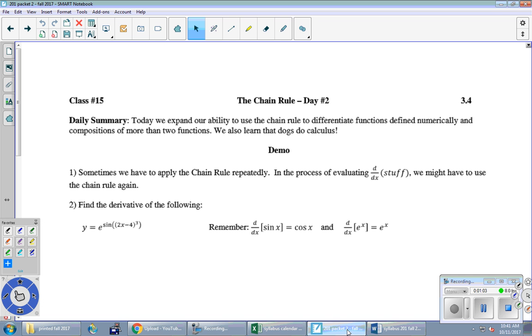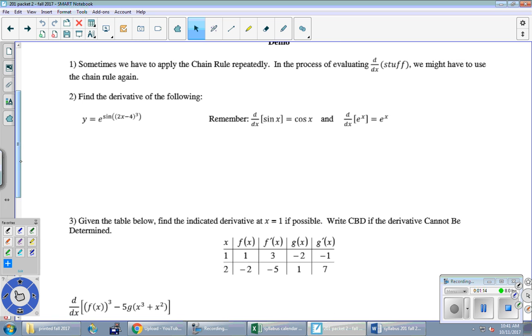Today we expand our ability to use the chain rule to differentiate functions defined numerically and compositions of more than 2 functions. We also learn that dogs do calculus. That is a teaser for the activity. All right, let's jump into number 1. Sometimes we have to apply the chain rule repeatedly in the process of evaluating the derivative. We might have to use the chain rule again.